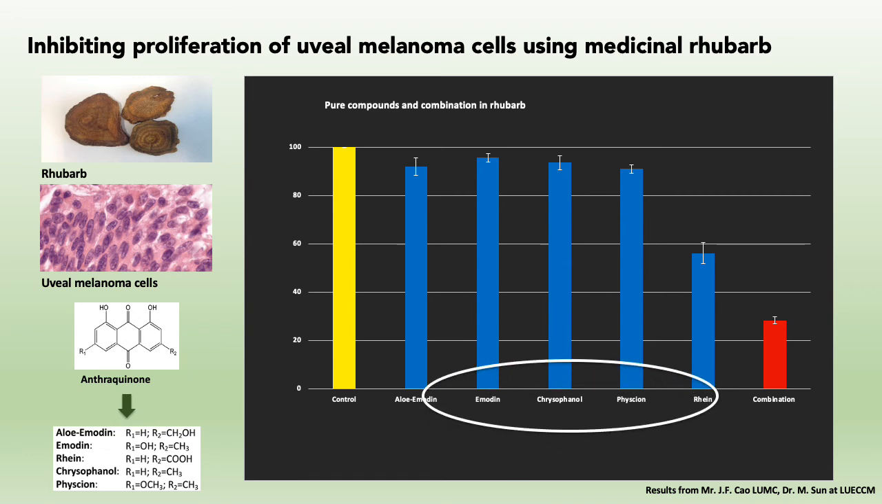However, when we make a combination of these 5 compounds with the same ratio as they exist in the extract of the rhubarb, you can see the effect is much more significant. So this might show the synergistic effect of the 5 components together.